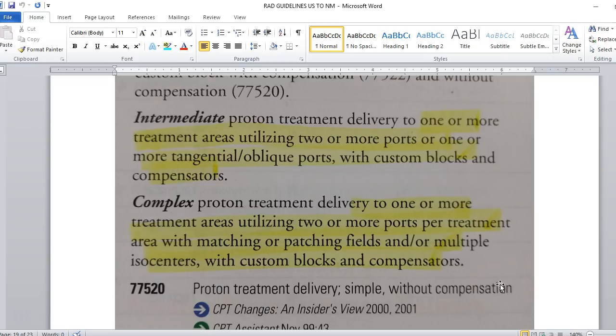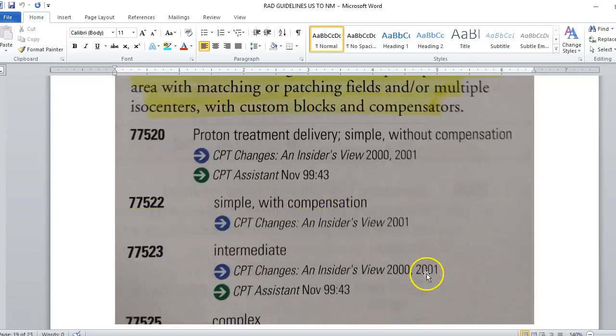And again, is it simple without compensator, simple with compensator, intermediate, or complex? And again, usually the way to think of it is whatever they decide originally for the radiation treatment planning, it's going to say that. So if it's simple planning, a lot of times it's going to be simple treatment delivery, but always be on the lookout for how they describe it.